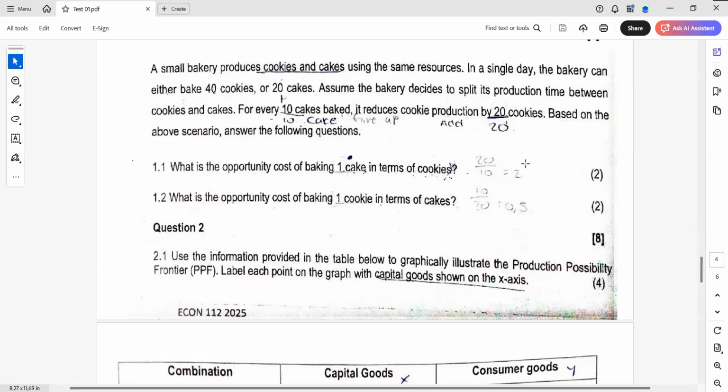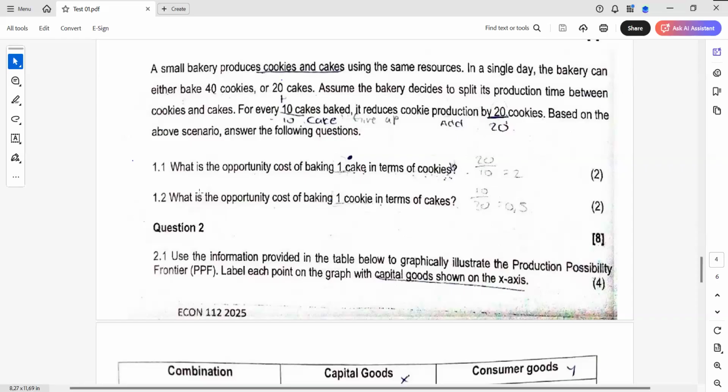I saw on the memo that they said 40 divided by 20. I don't know if it's 20 divided by 40, but they used that one. I just used this one and I got the correct answer and I got the full 2 marks, 2 over 2. I just said 20 divided by 10 because they were telling us here that for every 10 cakes baked, it reduces cookie production by 20 cookies, meaning that the trade-off is 20 cookies to producing 10 cakes. So I said 20 over 10, and I got 2. I also have to show the formula, which is loss over gain, right?